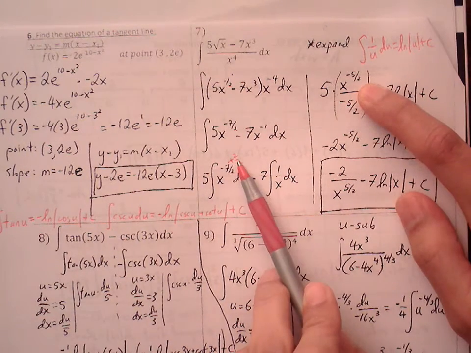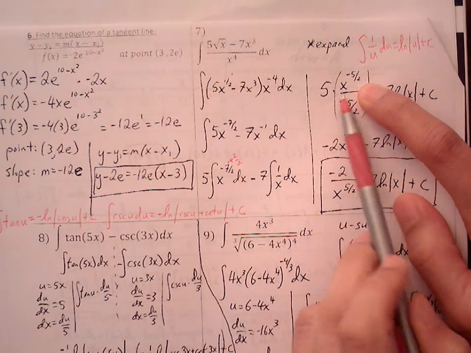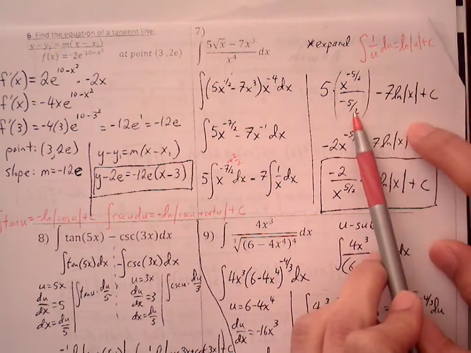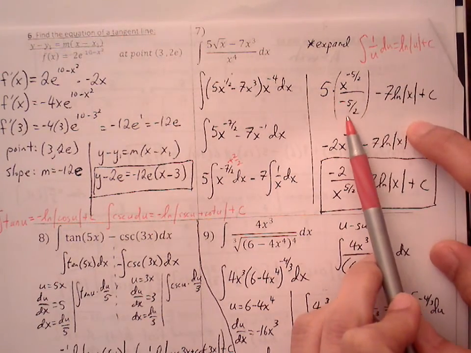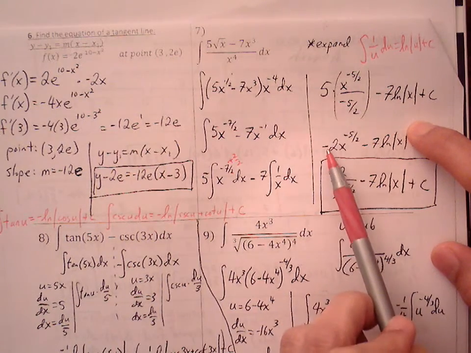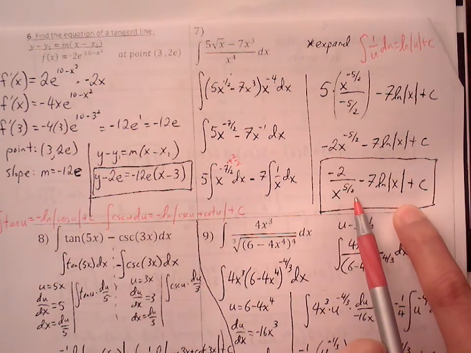If I added 2 over 2 as adding 1 to my exponent, my numerator is going to be x to the negative 5/2, but divided by negative 5/2. If I multiply by the reciprocal of negative 5/2, flip it up as negative 2/5, I'm going to get negative 2 because the 5's cancel out. And there's my indefinite integral.